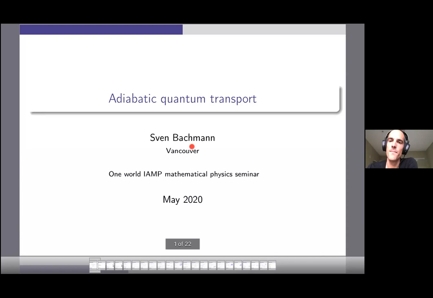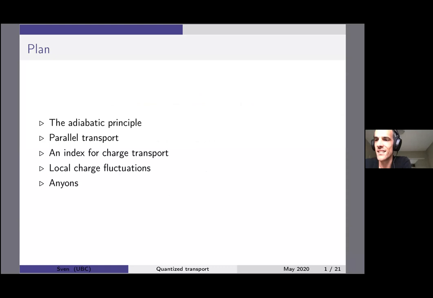So I also have to get used to this, but I think let's go. So here's a little bit of a plan of the next hour. I will start with the first word of my title, and try to describe in simple words what adiabatic and the adiabatic principle means, and what it will mean at least in this talk. I call this a principle because there's various technical versions of it.